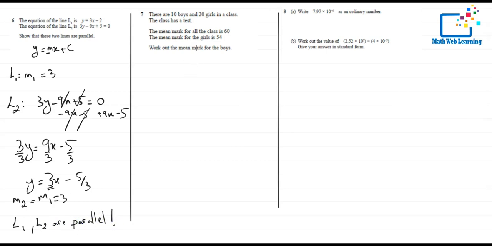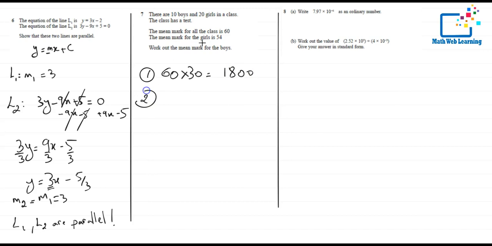Question 7 is a question on average. So we need to do it in 3 steps, maybe 4. We first find the total mark for the whole class. To do that, we take the average mark, 60, times the number of all the students, 30. That is 1,800.